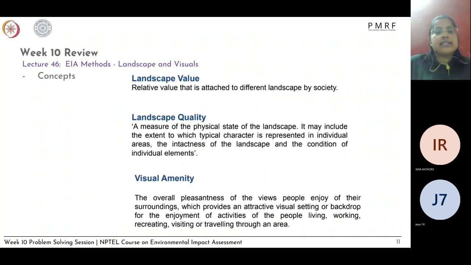And then visual amenity is defined as the overall pleasantness of the views people enjoy of their surroundings, which provide an attractive visual setting or backdrop for the enjoyment of activities of the people living, working, recreating, visiting, or traveling through an area. So any sort of visual pleasantness which people experience when they come across this landscape is known as its visual amenity, and how pleasant or how attractive they find it to be.